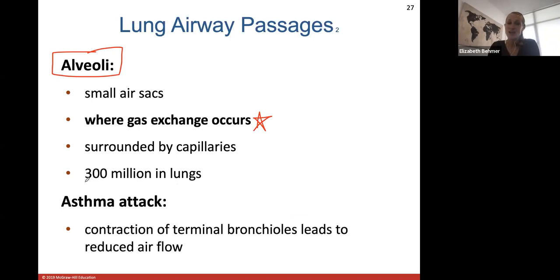You have about 300 million alveoli in your lungs, and an asthma attack is contraction of the terminal bronchioles, leading to reduced airflow to the alveoli. So asthma attacks are scary because it's constricting the terminal bronchioles, meaning that there will be less air getting into the alveoli, and the alveoli are where your capillaries are picking up oxygen that your body needs.